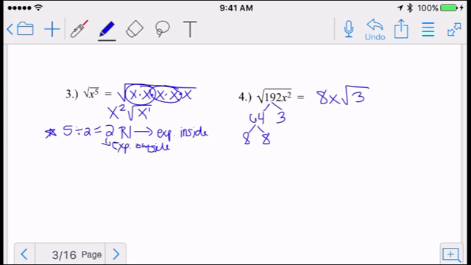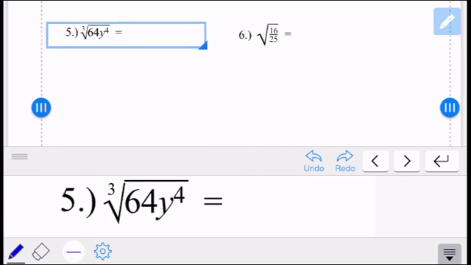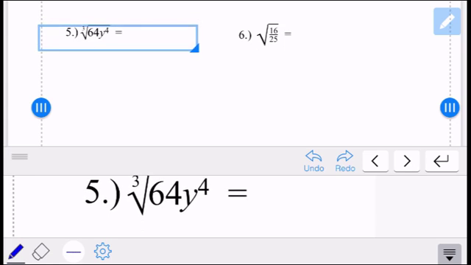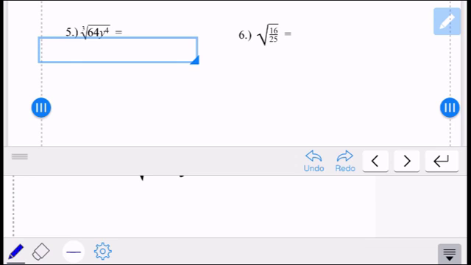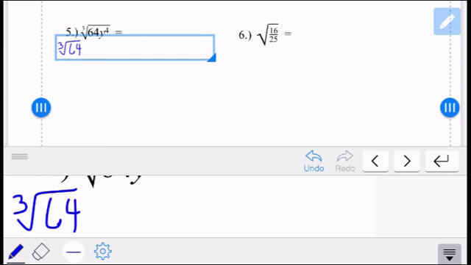All right, example 5. With number 5, we've got a cube root, so we have to be careful with that. So the cube root of 64, y to the 4th. Let's start with the cube root of 64. If you plug that into your calculator, that one's perfect. So the cube root of 64 is just 4. 4 times 4 times 4 gives us 64.